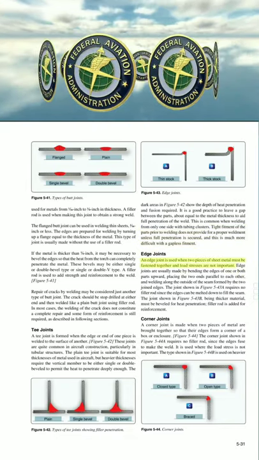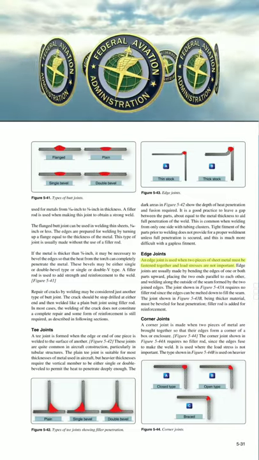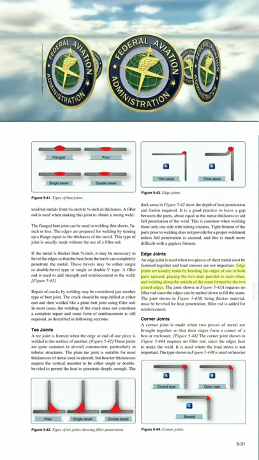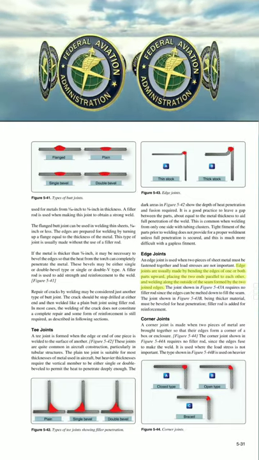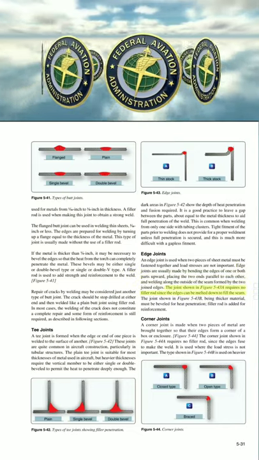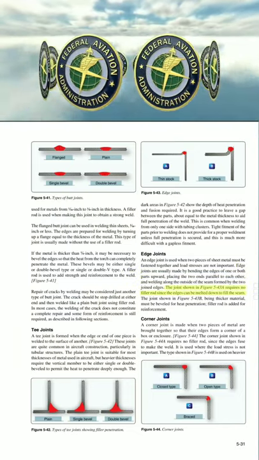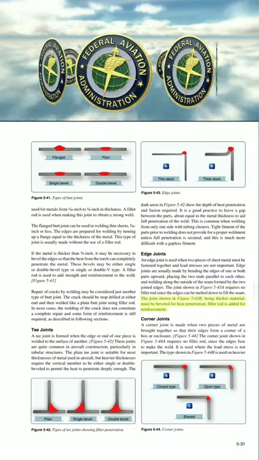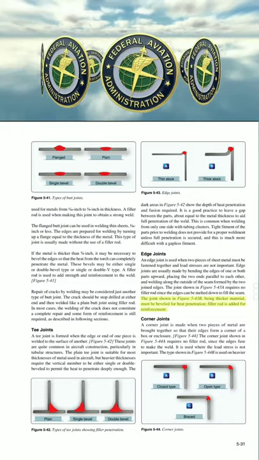Edge joints. An edge joint is used when two pieces of sheet metal must be fastened together and load stresses are not important. Edge joints are usually made by bending the edges of one or both parts upward, placing the two ends parallel to each other, and welding along the outside of the seam formed by the two joint edges. The joint shown in figure 5-43A requires no filler rod since the edges can be melted down to fill the seam. The joint shown in figure 5-43B, being thicker material, must be beveled for heat penetration. Filler rod is added for reinforcement.